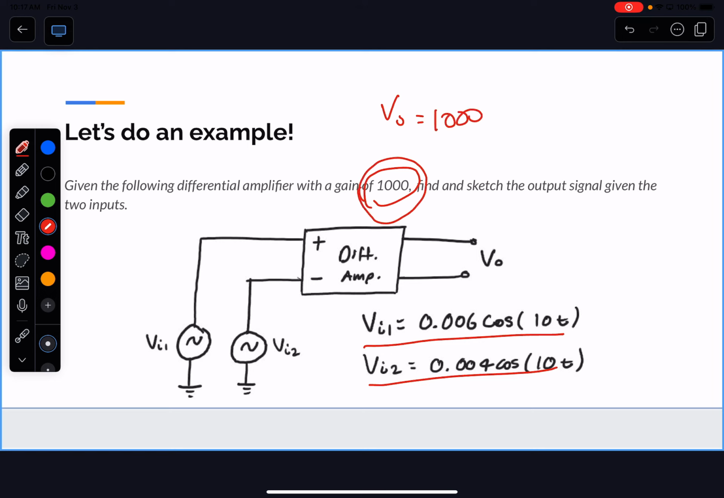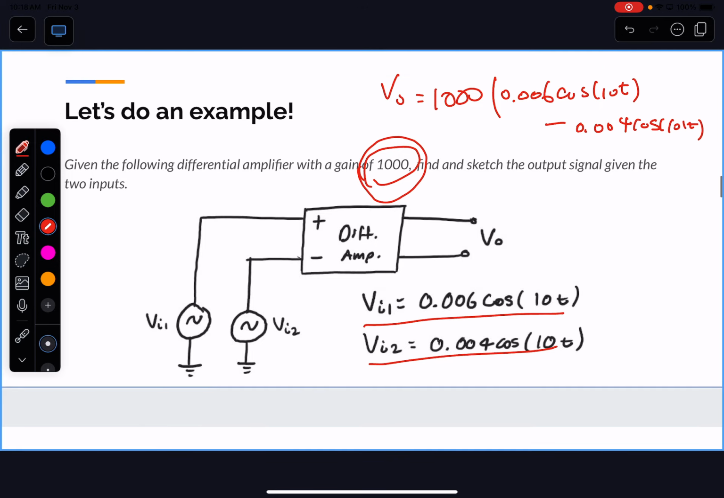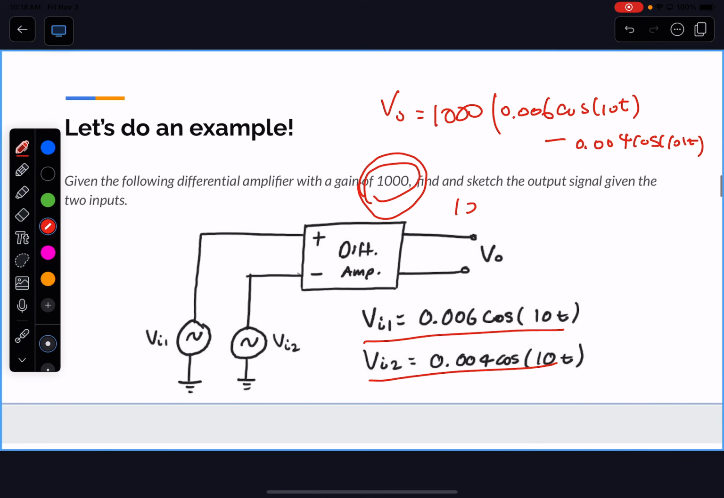1,000. That's right. Multiplied by the difference between the two inputs. So it will be, first one is what? V1 is 0.006 cosine 10t, minus, yep, that's right, cosine 10t. And you can realize that you can basically extract them. So at the end of the day, you have the same cosine 10t. It would just be 1,000 cosine 10t.